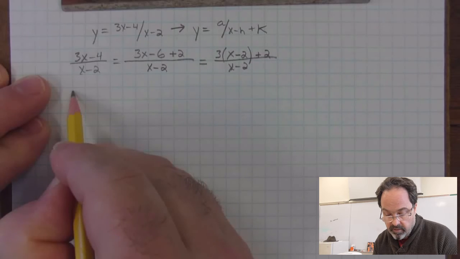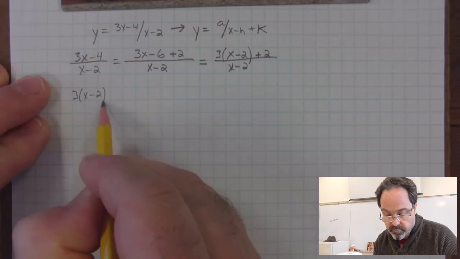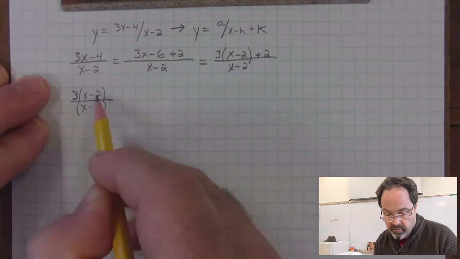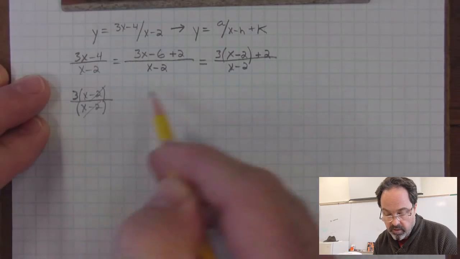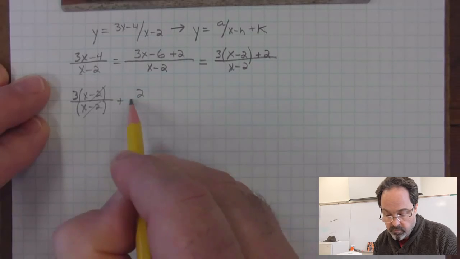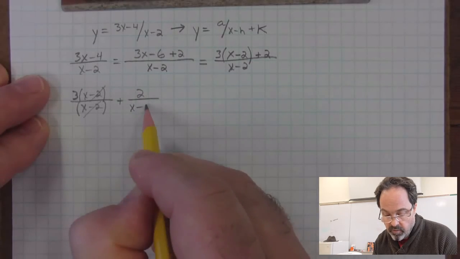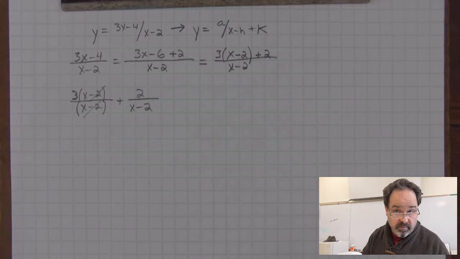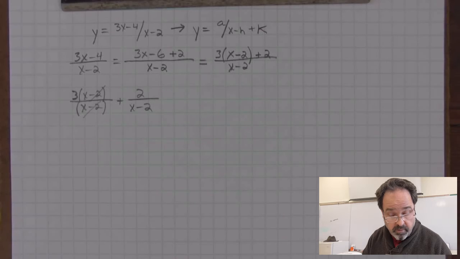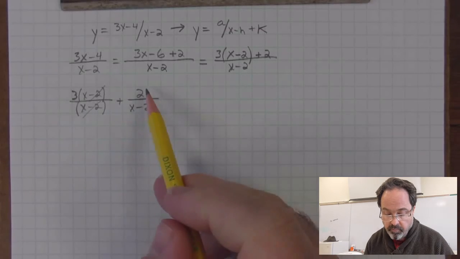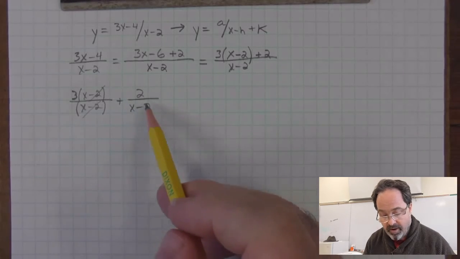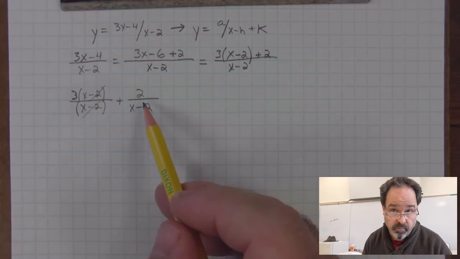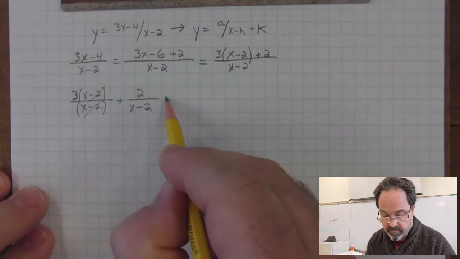So I have 3 times x minus 2, all over x minus 2. Those factors in the next step are going to cancel out. I still have to represent this 2. It's going to have its own denominator of x minus 2. So I didn't eliminate the x minus 2 in the denominator, but what I did was produce a term with x minus 2 in the denominator that did not have x in the numerator. And we'll see what it gets us.